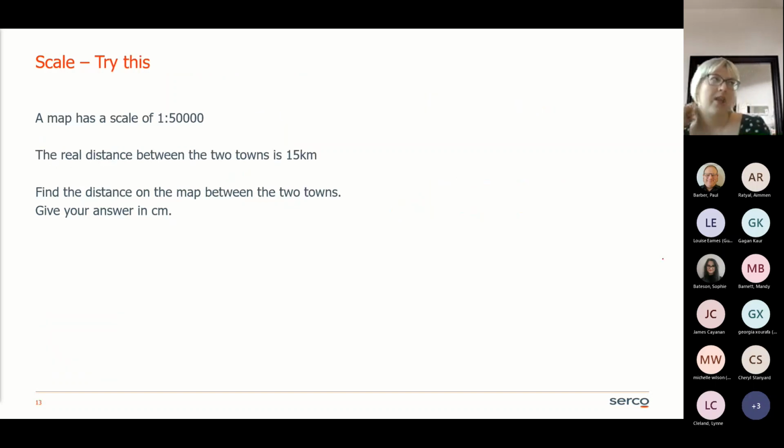So next question then, so try this one, everyone. This one's a map, so we've got a map with a scale of 1 to 50,000. The real distance between the two towns is 15 kilometers. Find the distance on the map between the two towns and give your answers in centimeters. Now, there's a lot of zeros in this one. I'll give you a bit of a heads up. But if you guys have a go at doing this one.